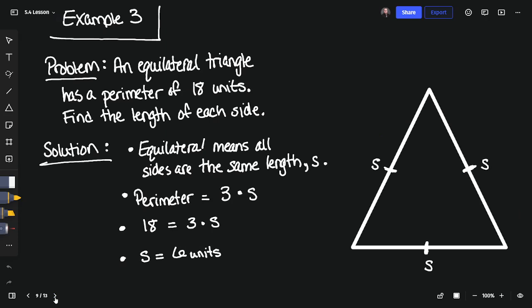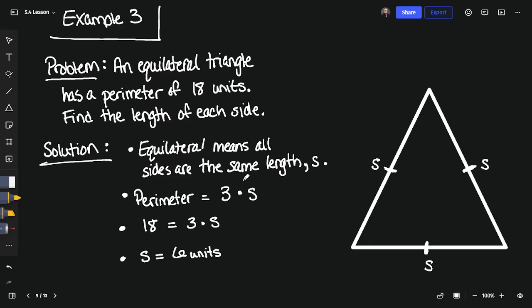In our third example here, our problem states that we have an equilateral triangle which has a perimeter of 18 units, and it wants us to find the length of each side. Now, this is a fairly simplistic diagram because we don't even know the names of the vertices of this triangle. All we know is that it has a perimeter of 18 units and that it is equilateral. But since equilateral triangles all have the same length sides, we know that, for example, all of these sides can be represented by a variable, s.